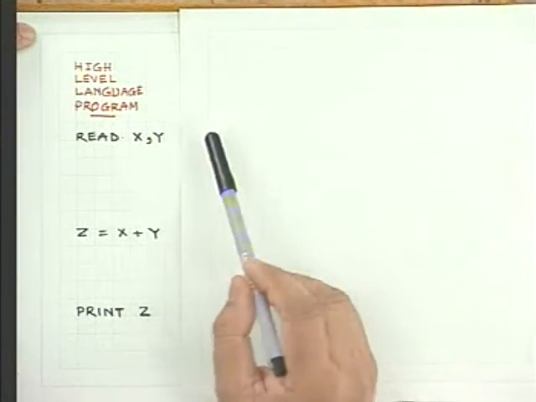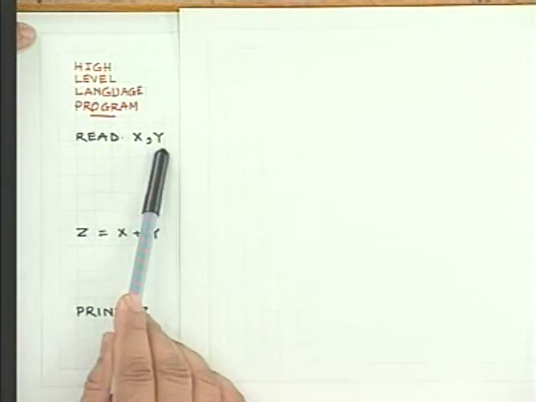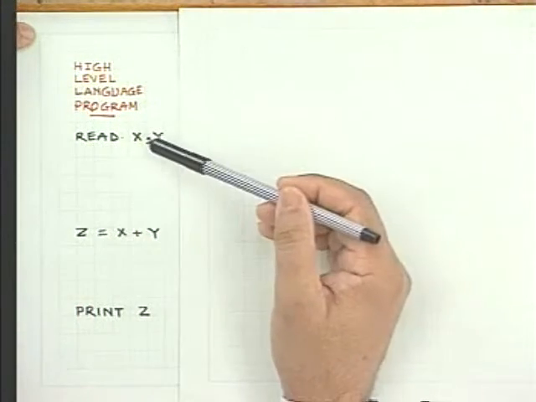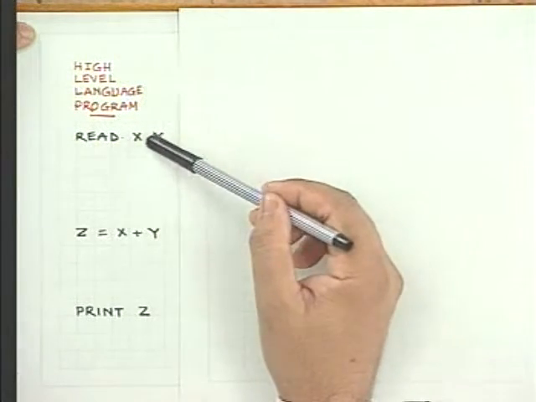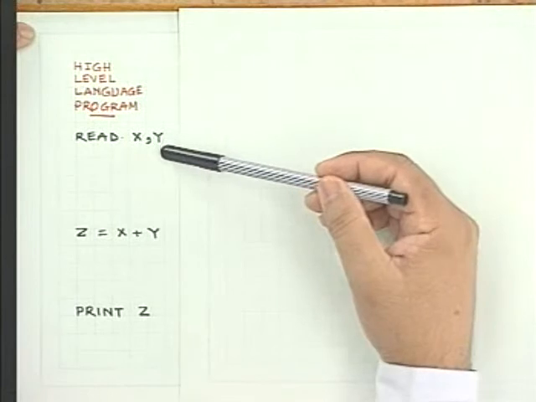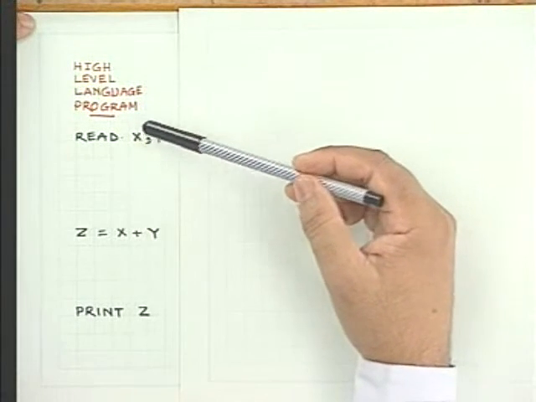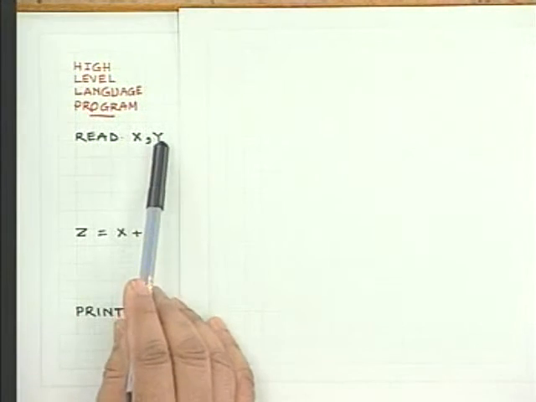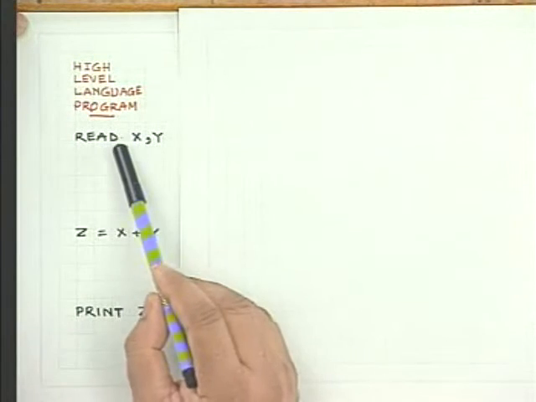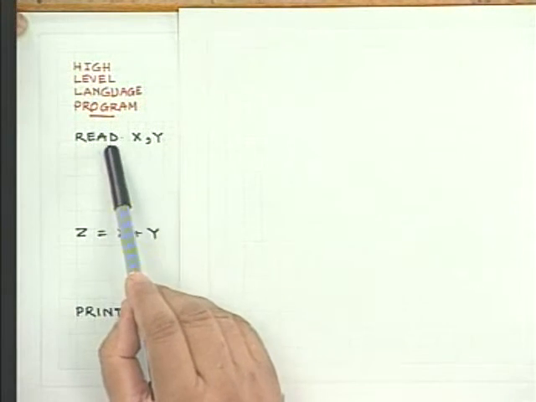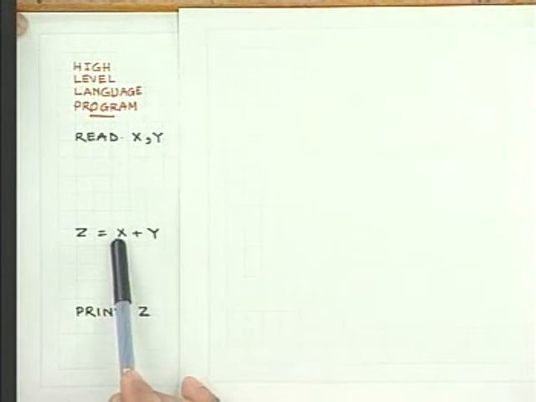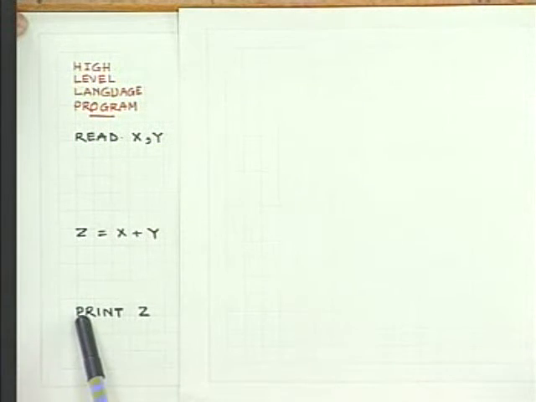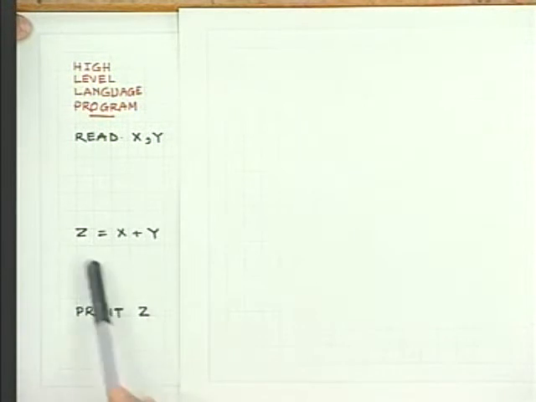For example, in the case of the C language, this statement, instead of read x y, possibly will be scanf x y. Similarly, in the case of Fortran, this will be read, and so on. This is an example of a high-level language program. Let us see what it is doing. Here it is reading 2 variables, x and y, then adding these 2 variables, x plus y, assigning it to z, and printing this variable z.